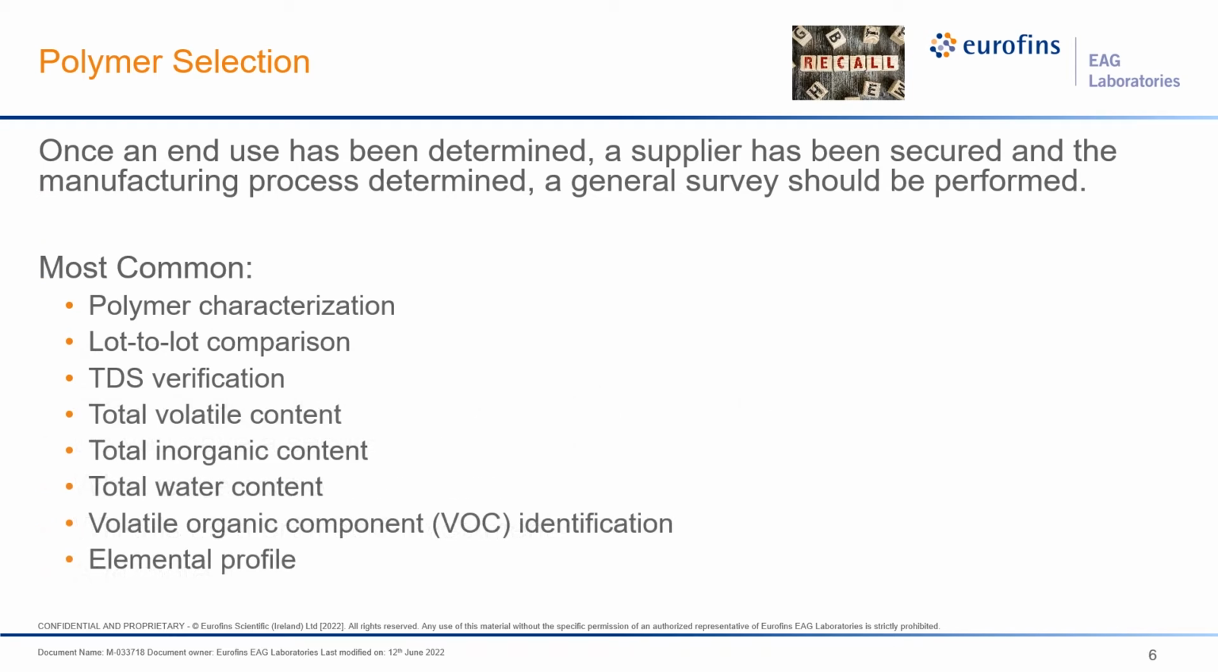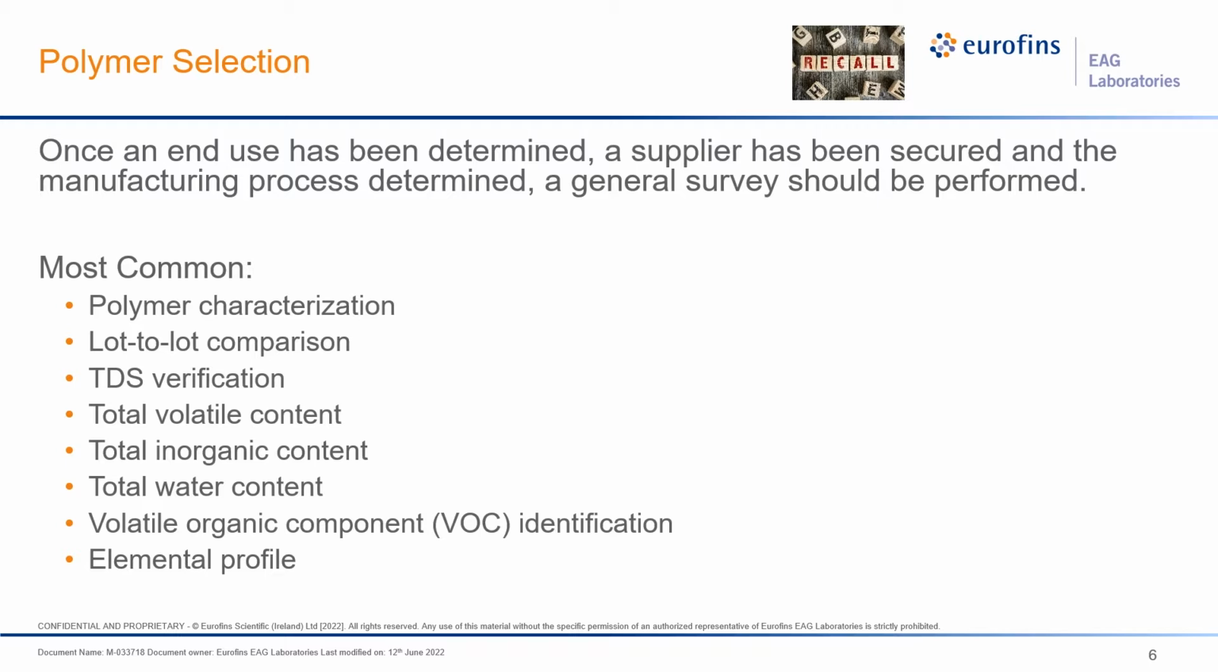Once you have decided on your supplier and have answered all of your questions, you will then want to perform a general survey of the raw materials to ensure that they are indeed suitable for your application. In this survey, you will want to do several things. The most common are listed here on the slide.